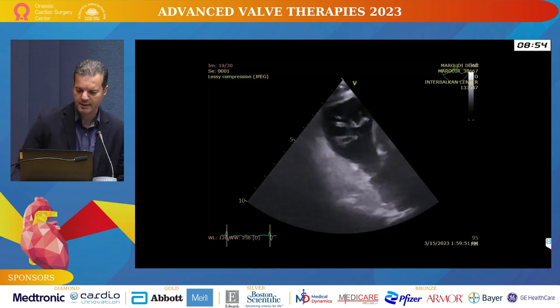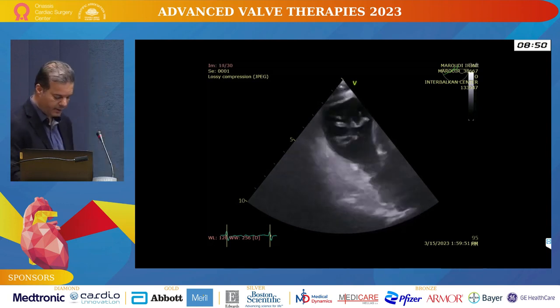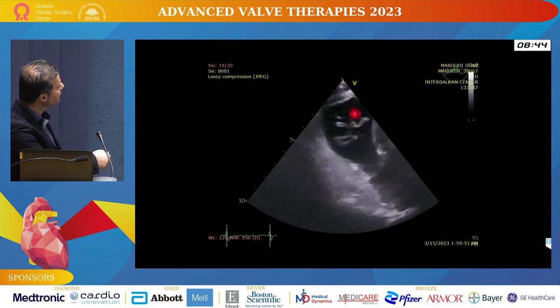So I'll just present some echo images. This is the valve, and please, I would like the panel's feedback on that. So you can see the septal leaflet. This is a transgastric view. This is the anterior leaflet. You can see the anterior leaflet is divided. There is an anterior scallop and a mid scallop, and there's also a posterior leaflet.